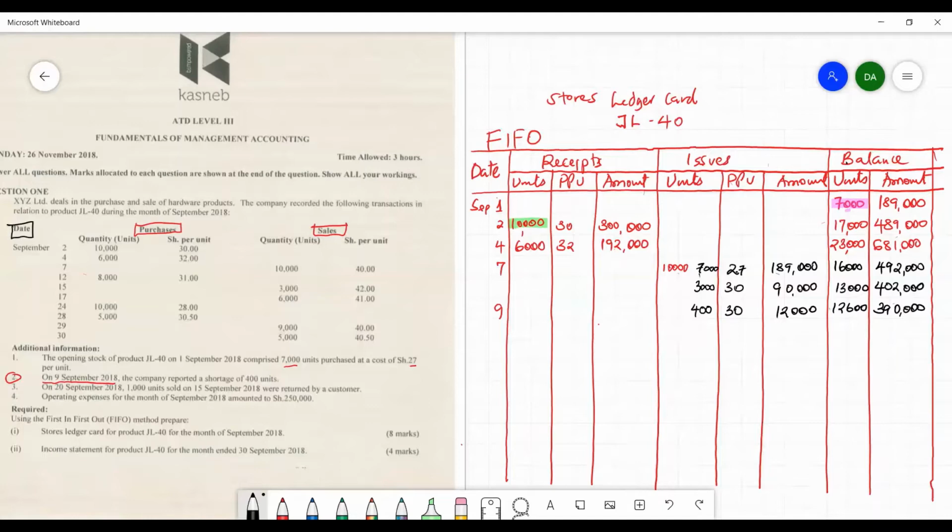The next transaction is on 12th. On 12th, the company purchased 8,000 units at 31. That is a receipt. So on 12th, a receipt of 8,000 at 31. So we have 8,000 by 31, which should be 248,000. Now add 8,000 to 12,600 so that we're going to have 20,600. And add 248,000 to 390,000, so that we have 638,000.